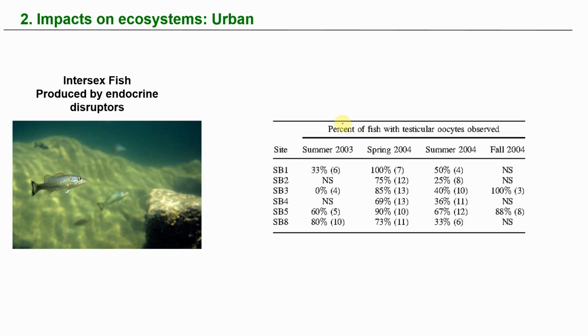If you look at this table here, it shows the percentage of fish with testicular oocytes. Oocytes are egg-producing cells. So this is the percentage of fish with egg-producing cells in their testes, which you might notice is a bit wrong. Some of these incidences are huge. For example, in the spring, in this one location where it was tested, 100% of the male fish that were tested were producing eggs. So that's pretty staggering and can seriously affect the reproductive capacity of these populations.